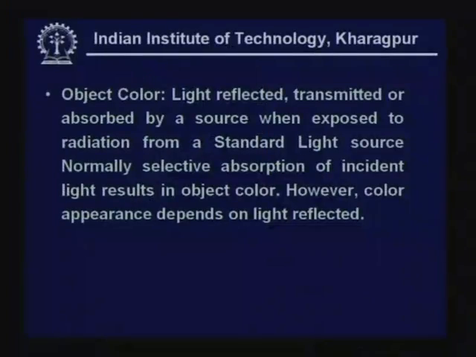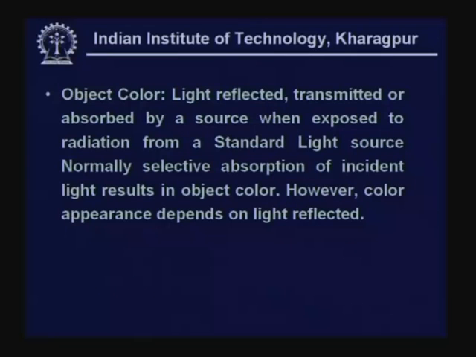So, whenever an object is exposed to radiation from a standard light source, the radiation that comes out, the color, is what we call the object color. There is some selective absorption, therefore, the color under different lights depends on the absorption ability, and therefore, the color appearance depends on the light reflected. So, these three things form the three basic issues.